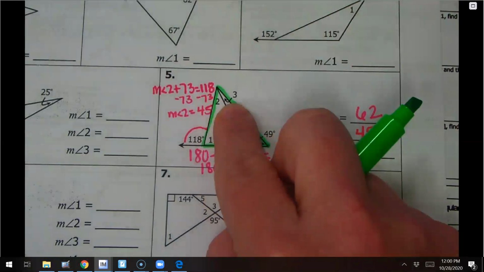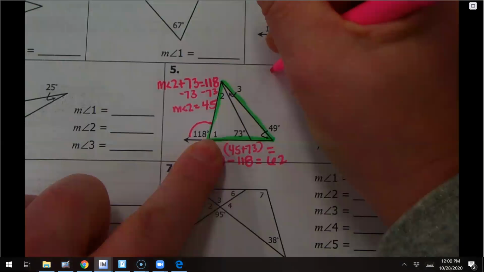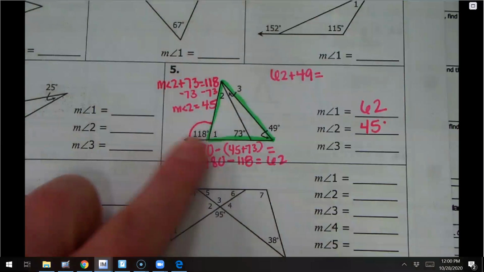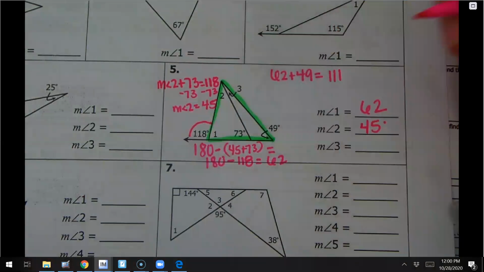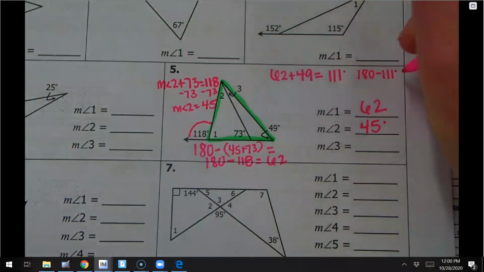That's one way to do it. Let me do that so you can see that. So I know that 1 is 62 plus 49. What's 62 plus 49? 111, is that right? Okay, and then I'm going to take that from 180. What's 180 minus 111? 89? No, 79?